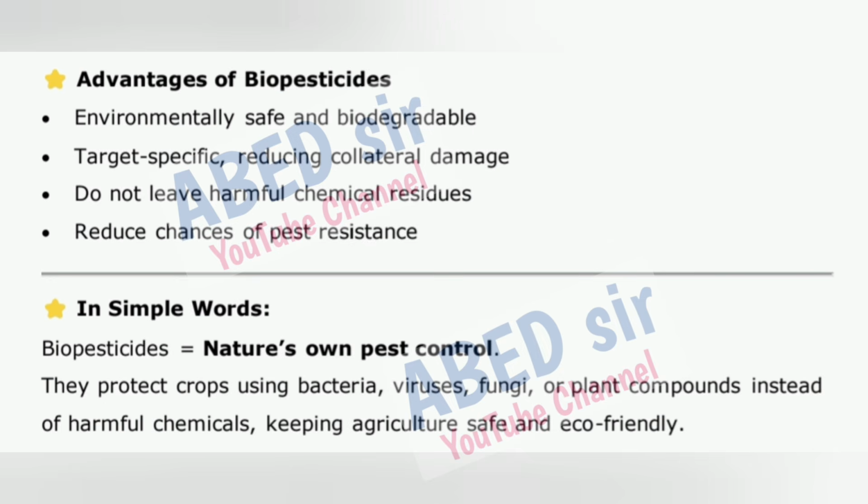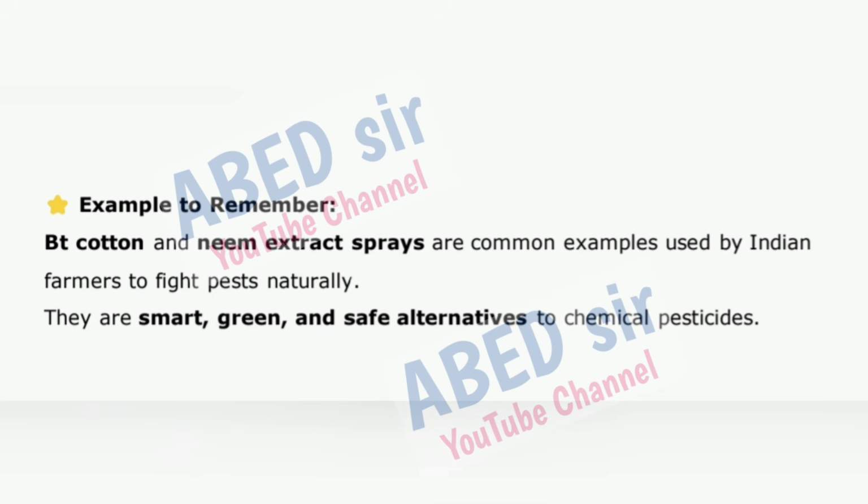In simple words, biopesticides equal nature's own pest control. They protect crops using bacteria, viruses, fungi, or plant compounds instead of harmful chemicals, keeping agriculture safe and eco-friendly. Example to remember: Bt cotton and neem extract sprays are common examples used by Indian farmers to fight pests naturally. They are smart, green, and safe alternatives to chemical pesticides.